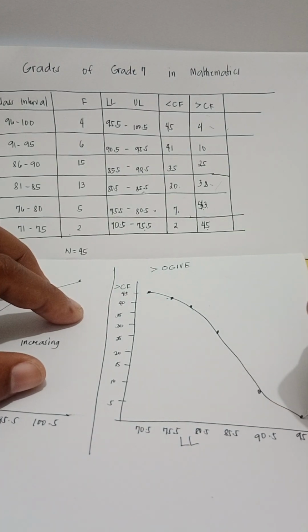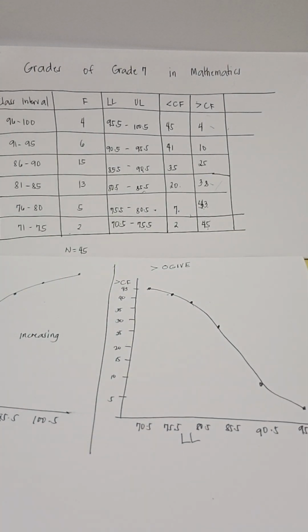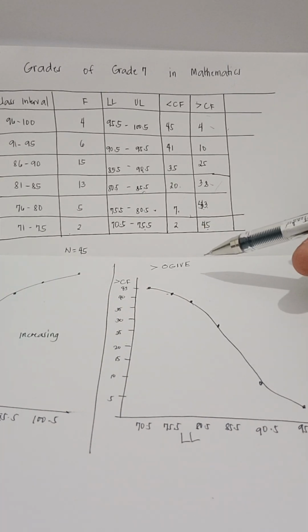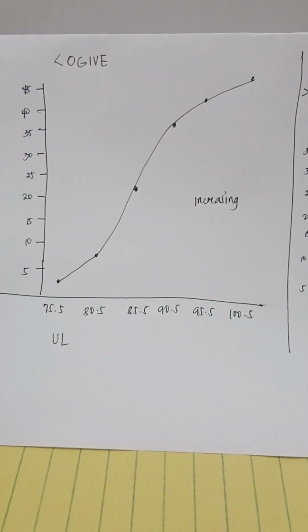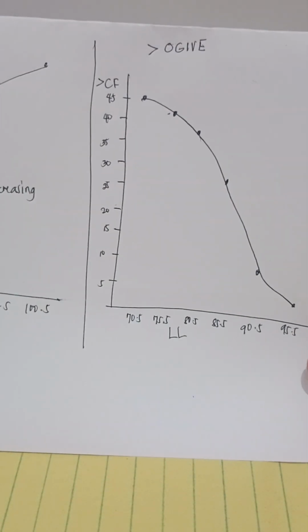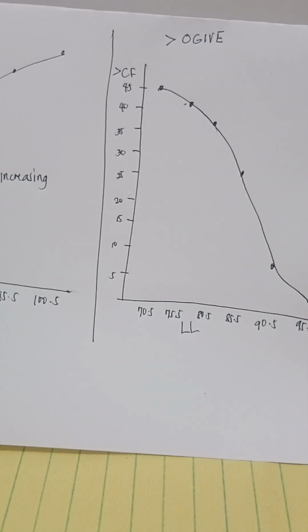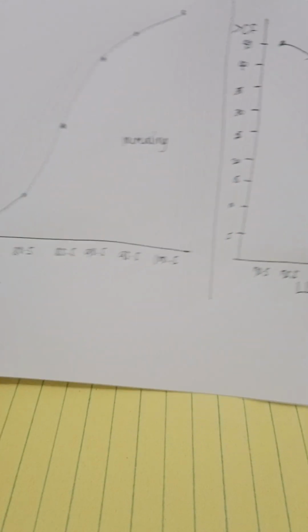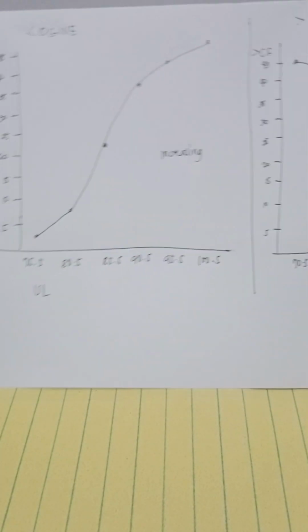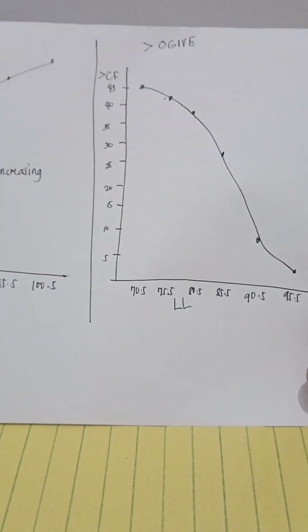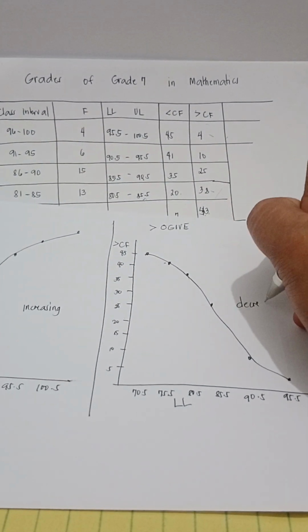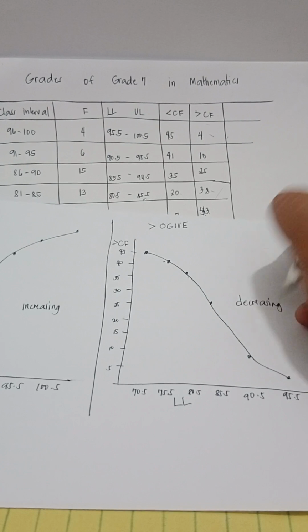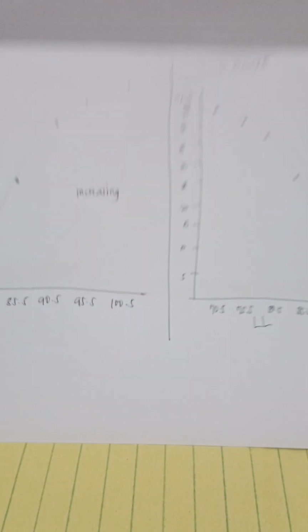Again, the graph that is being formed is a line graph. Again, ogive is a type of line graph. As you compare the graph of less than cumulative frequency to greater than cumulative frequency, they are opposite when it comes to their trend. If the less than cumulative frequency is increasing, the trend of greater than ogive is decreasing. That is how to sketch the graph of ogive.